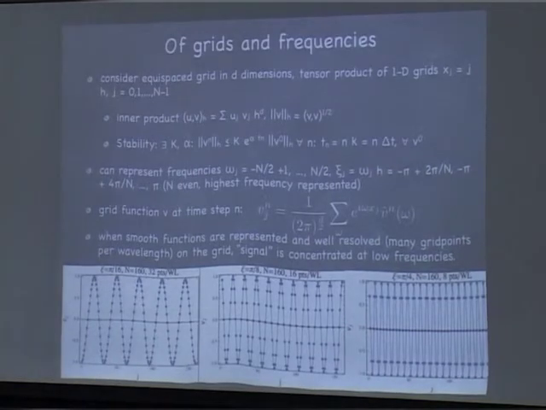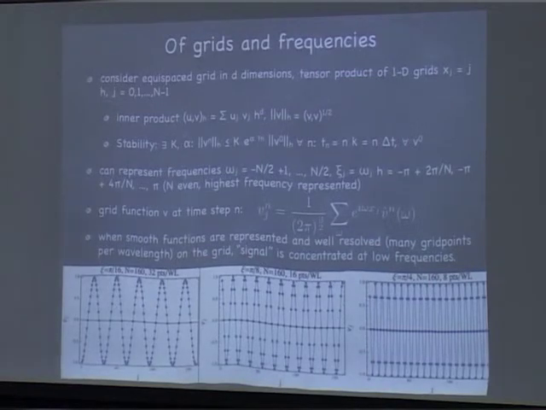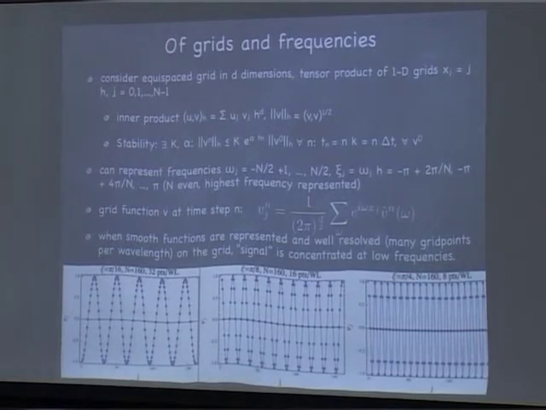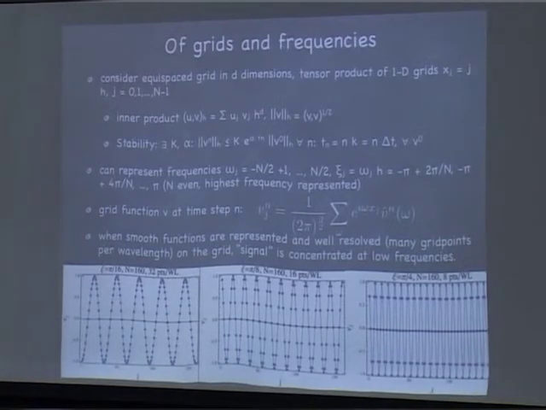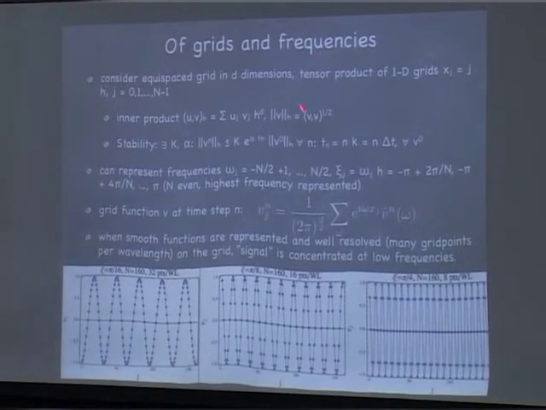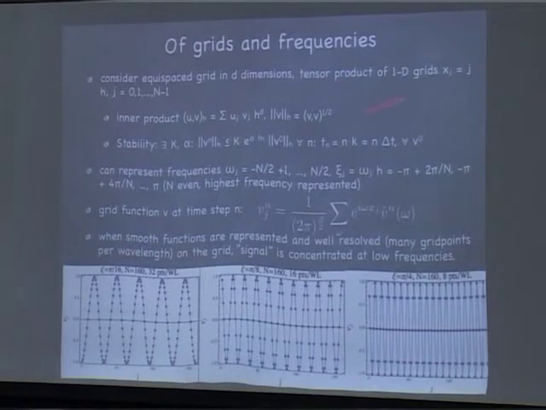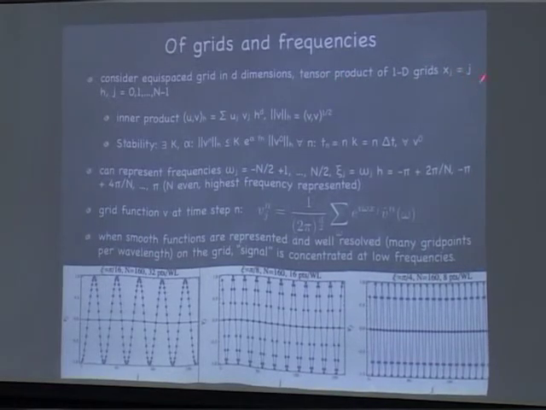Okay, so now that we have warmed up to this thing of grids a little bit, let's look at the whole picture with the frequencies again. Let's just write it down in detail. So consider some equispaced grid, in general in d dimensions. Then the d-dimensional grid is just the tensor product of the one-dimensional grids. Remember, x_j is just j times h, and j goes in our numbering from 0 to n minus 1. So we have n grid points.